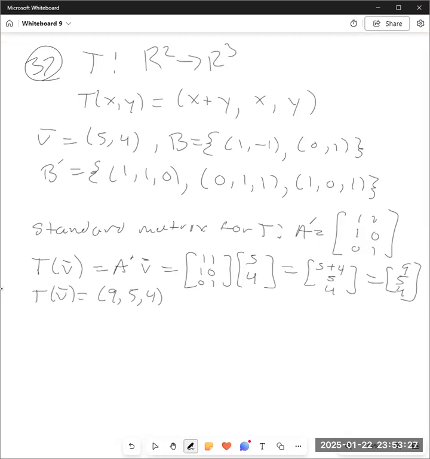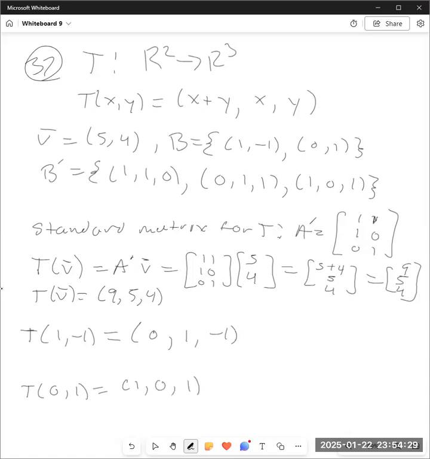Now I need to actually transform all of these vectors that are in B. So T of 1, negative 1, and however I do that, I'm just going to use the transformation definition. There's no reason to actually use the matrix here, but 1 plus negative 1 is 0, and then we have 1, and then we have negative 1. And then I need T of 0, 1, which is going to be 0 plus 1 is 1, and then 0, and then 1.